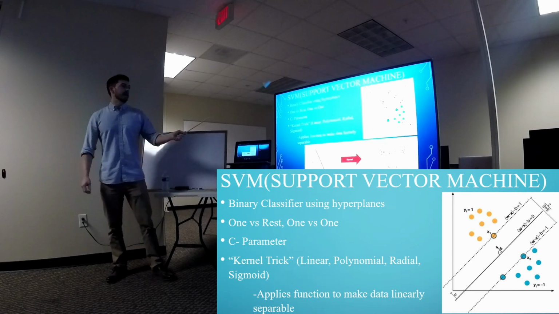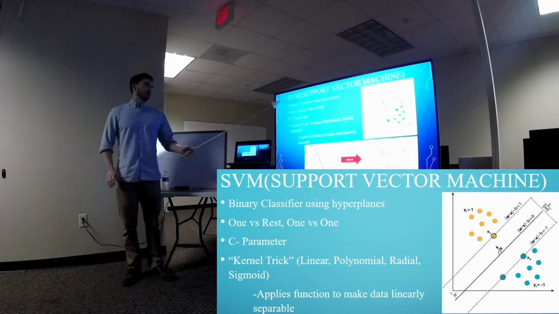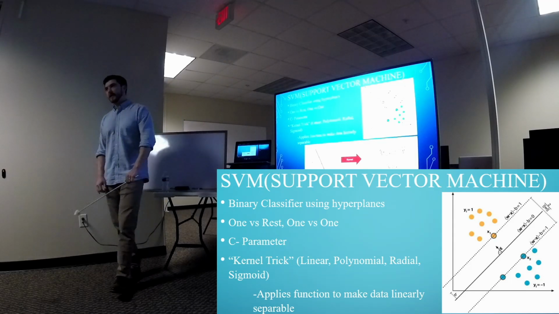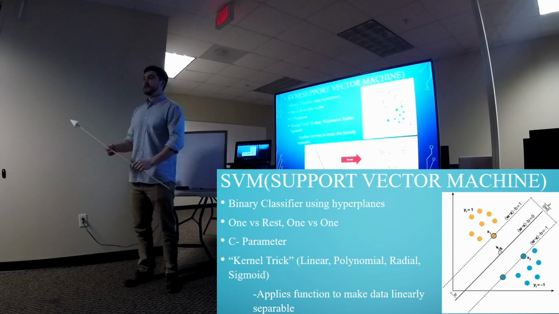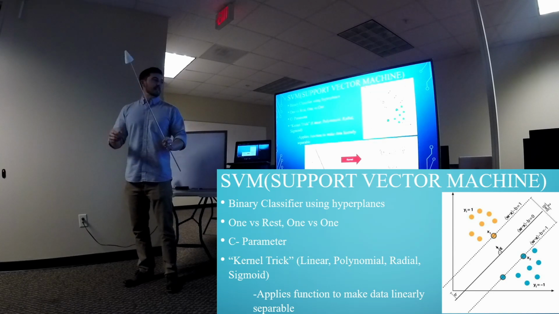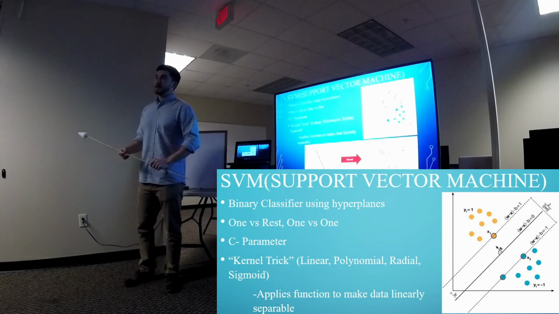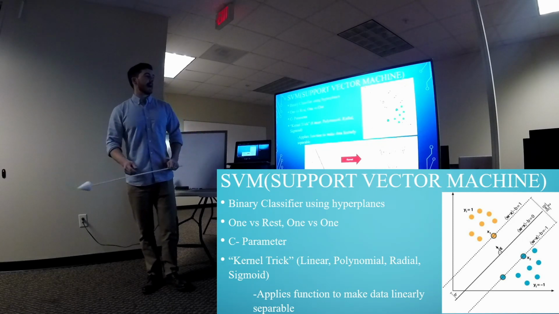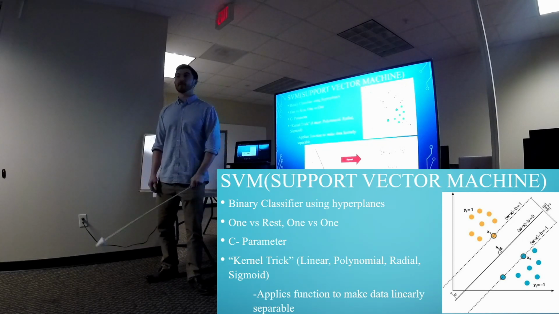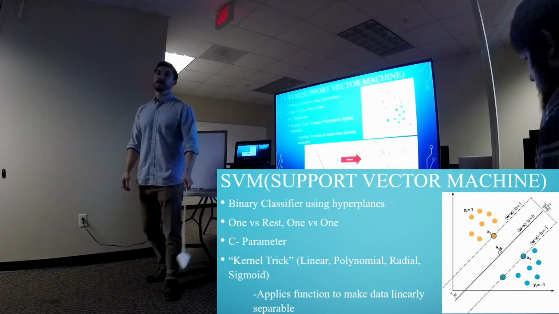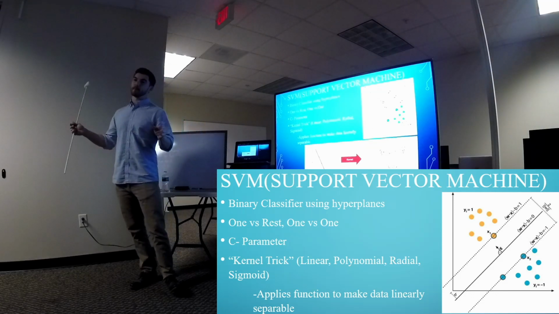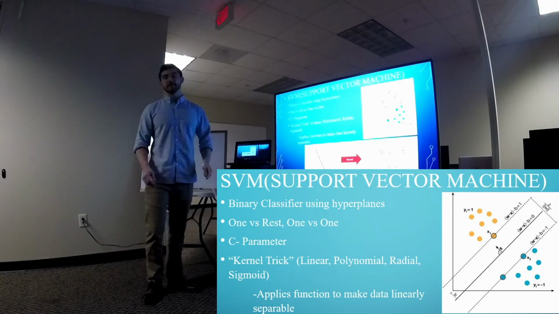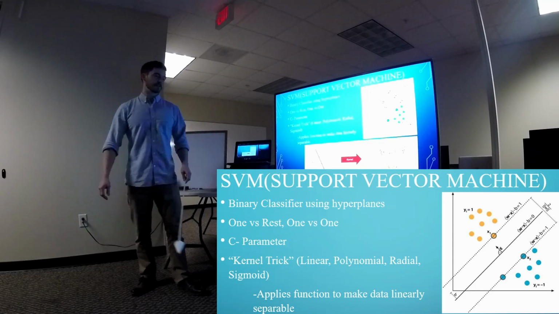What it is, is a binary classifier using hyperplanes. Now, what does a binary classifier mean? It means that it basically classifies something as one or the other. And it uses these hyperplanes to do it. A hyperplane in 2 dimensions is a line, a hyperplane in 3 dimensions is a plane, and in 4 or more dimensions it's a hyperplane. That's why it has that name. You can't really visualize it, but it's essentially a flat surface.